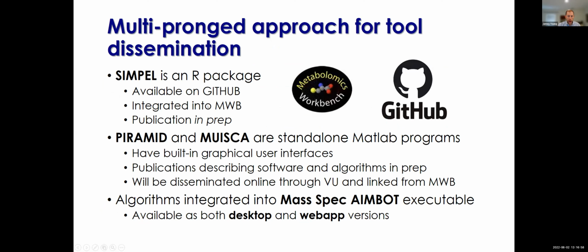We are also now really in a phase of trying to disseminate these tools. SIMPLE is an R package that is available on GitHub and is also being integrated into the Metabolomics Workbench, as Shankar mentioned. Pyramid and MUSCLE are standalone MATLAB programs, which we are also going to disseminate through Vanderbilt's Tech Transfer Office and through links from Metabolomics Workbench. But all of these algorithms are being integrated into a single user-friendly tool called Mass Spec Aimbot that's going to be available as both a desktop and a web app version.